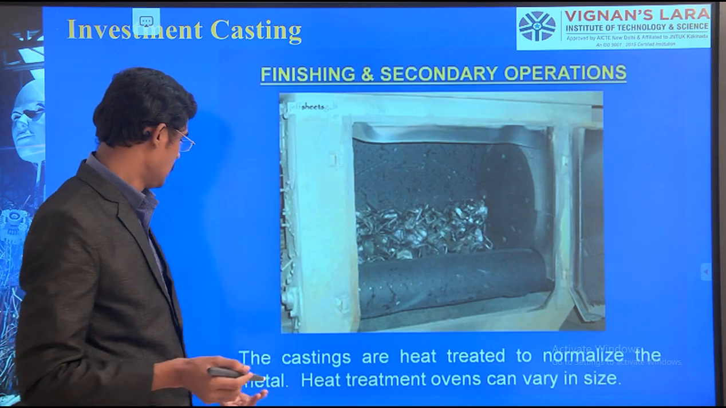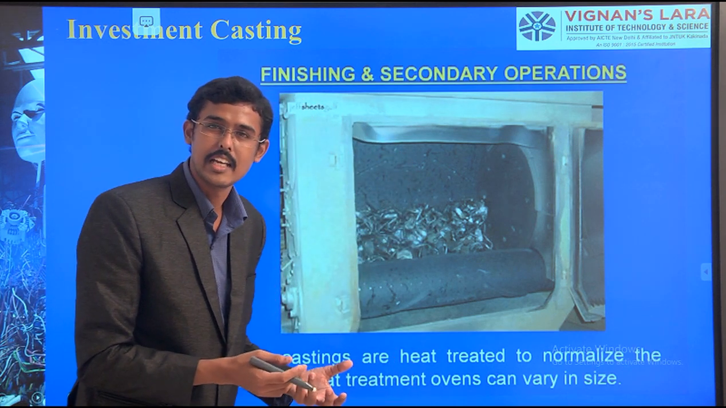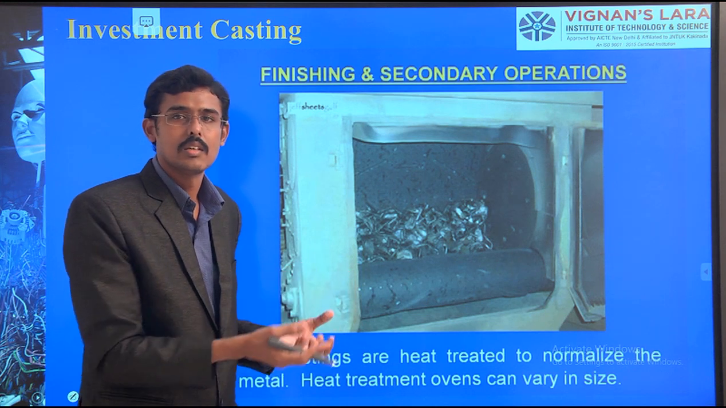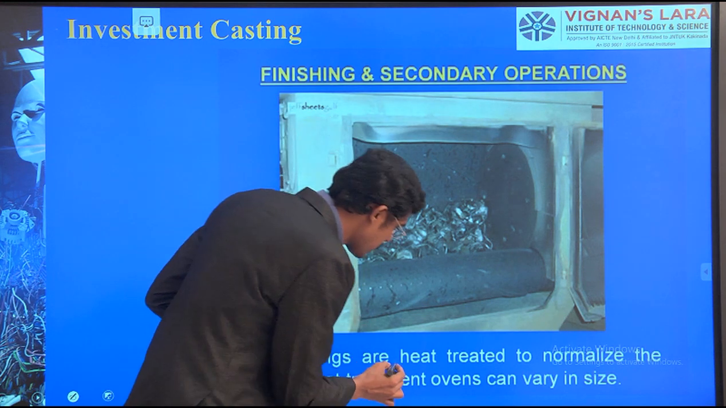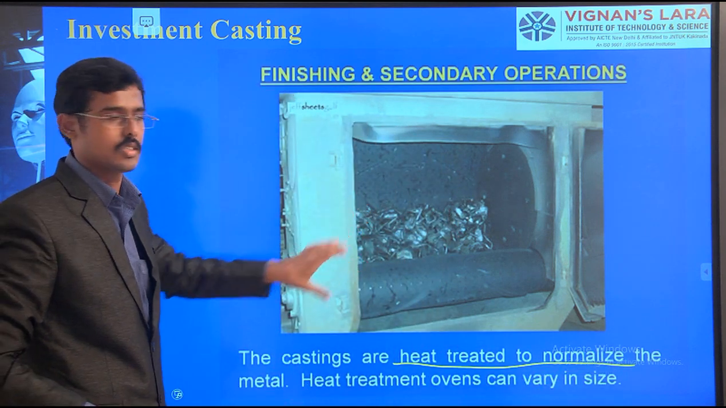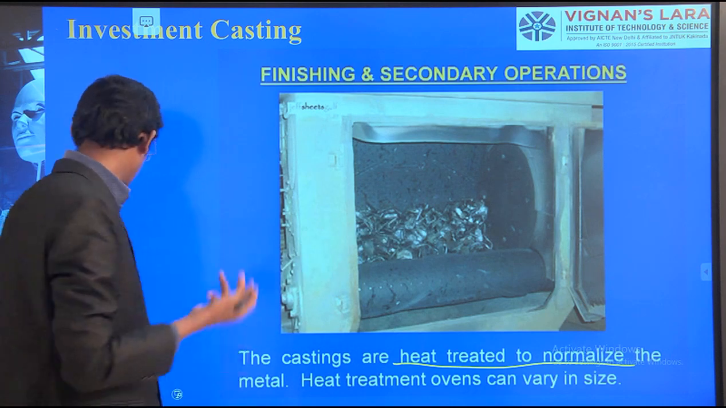If needed, the castings are heat treated. If needed, normalizing and annealing, those treatments we need for some applications to increase the properties. In those cases we do the heat treatment, normalizing treatment, through the furnaces. Taking the cut product, we put it inside. Product is ready. We can take it out.